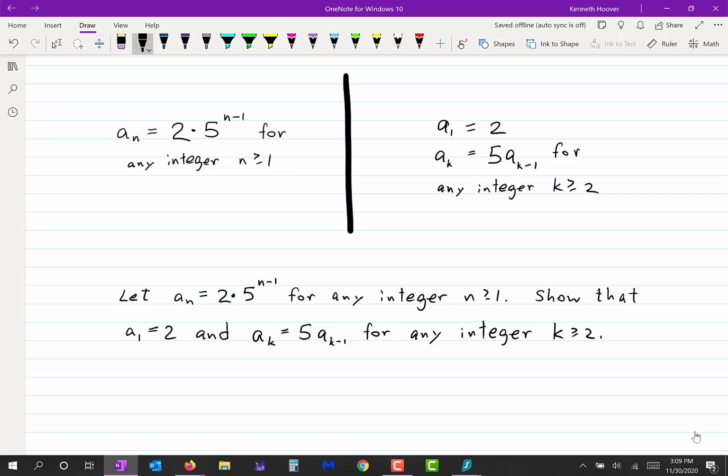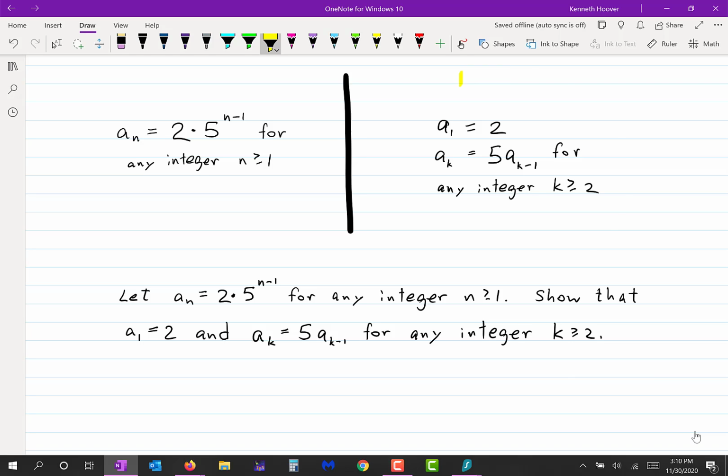Okay, now let me ask you a couple of questions. We're going to use induction to do this. Where does the induction start? What is the base case for the induction? Okay, I want you to think about that. The answer is k equals 2.